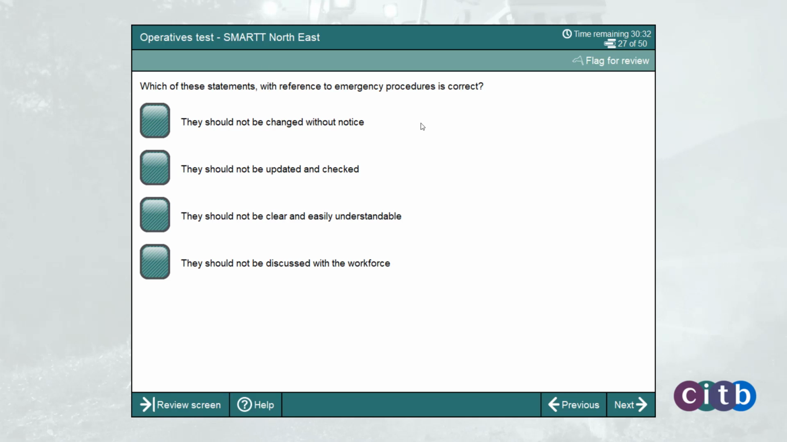Which of these statements with reference to emergency procedures is correct? They should not be changed without notice. They should not be updated and checked. They should not be clear and easily understandable. They should not be discussed with the workforce.